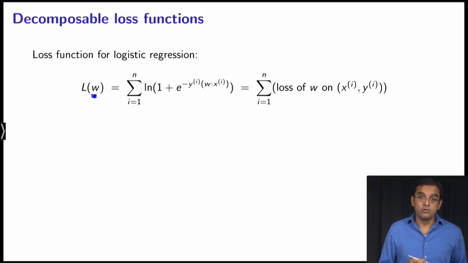Now, it can also be expressed as the loss on the first data point, plus the loss on the second data point, plus the loss on the third data point, and so on. The loss function decomposes in this way. And in fact, almost all the loss functions that we encounter in machine learning are of this form.